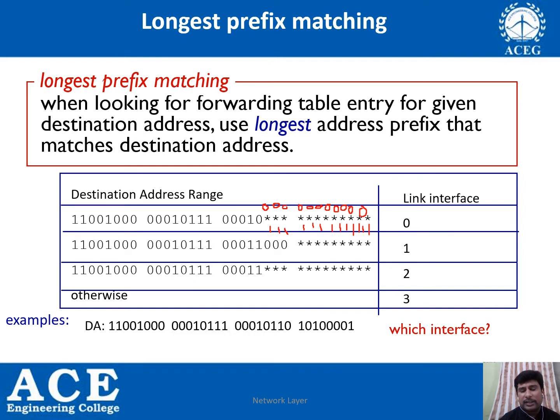forwarded? The interface 0. So we are trying to find out the longest address range which matches with the required datagram's destination address. That particular process we refer to as longest prefix matching. So this is how you forward a datagram which is received at the router, by implementing longest prefix matching and then finding a suitable link interface.